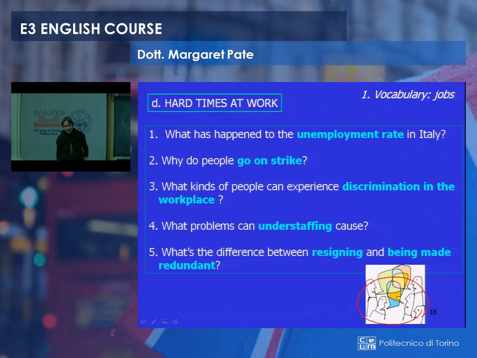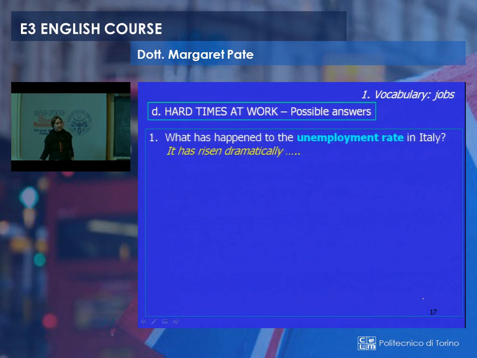What's the difference between resigning and being made redundant? Okay, you can use your words employee and employer to answer. When somebody resigns, it's the employee who decides to leave, okay? Maybe because they have got a new job, or maybe because they want to change their life a little bit, okay? Whereas when someone is made redundant, it's the employer who decides that an employee must leave. So it depends on who the decision is made by. Okay? Here are some possible answers.